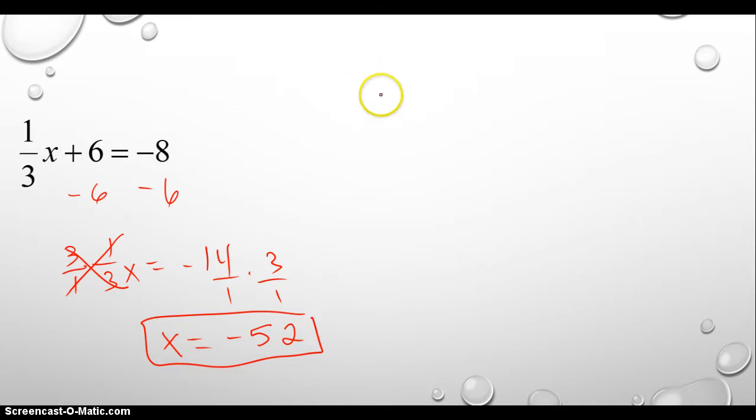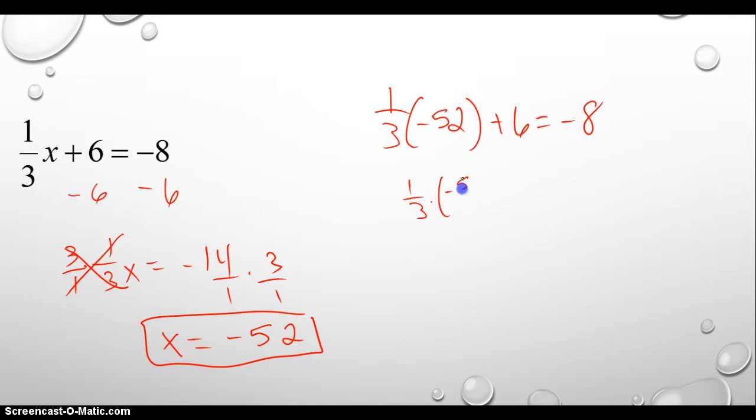So if we plug this back in, because remember you have to check your work, so really it's saying 1/3 times -52 over 1, and 3 goes into -52. We know a total of -14 times plus 6, which equals -8. So that checks out.